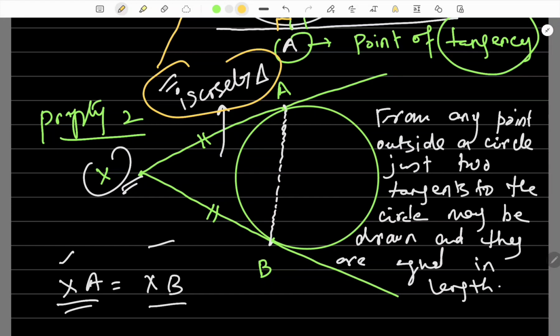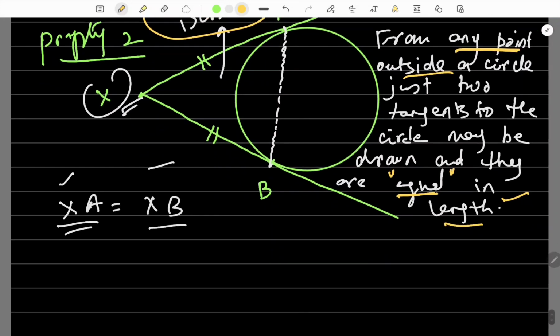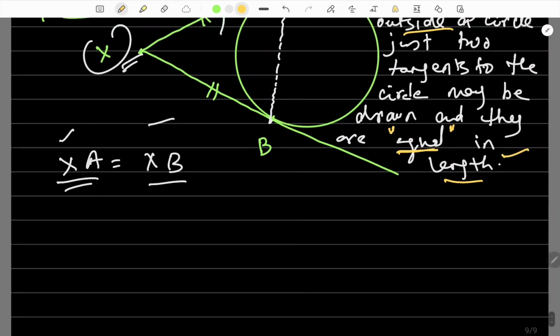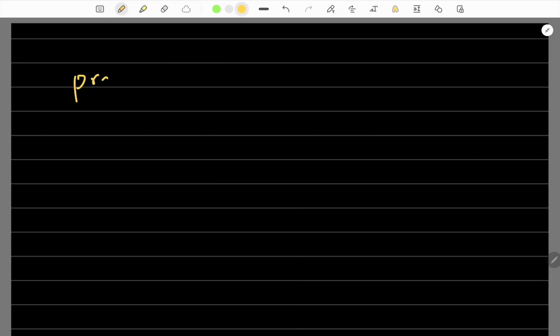Okay, beta? So this was all about property number 2. From any point outside a circle, just two tangents to the circle may be drawn and they are equal in length. This is important. I hope this is absolutely clear. Right, beta? Let's take a look at property number 3. Okay, ji. So what is the third property?